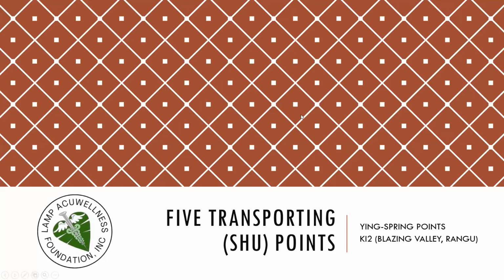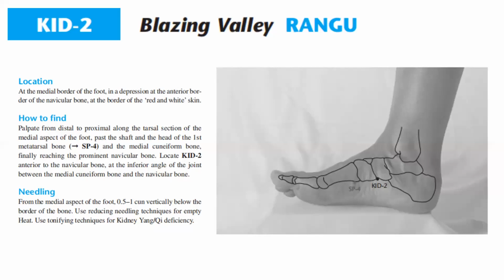Now let's discuss the 5 transporting points. Yin spring point, Kidney 2, Rangu. Location: at the medial border of the foot, in a depression at the anterior border of the navicular bone, at the border of the red and white skin.